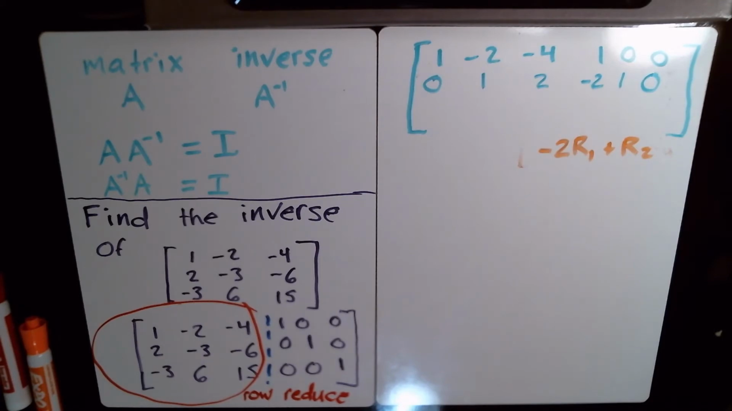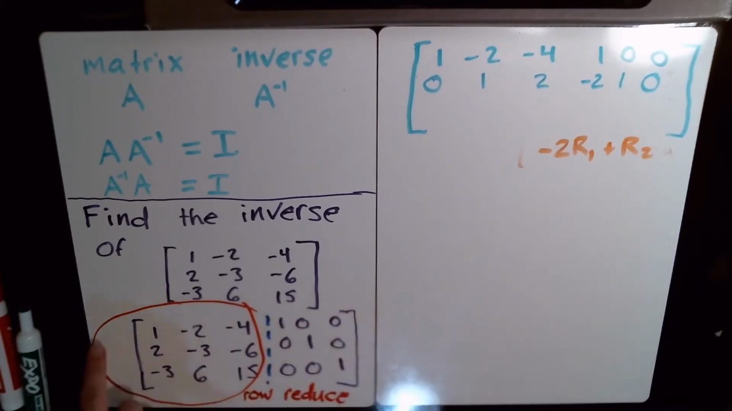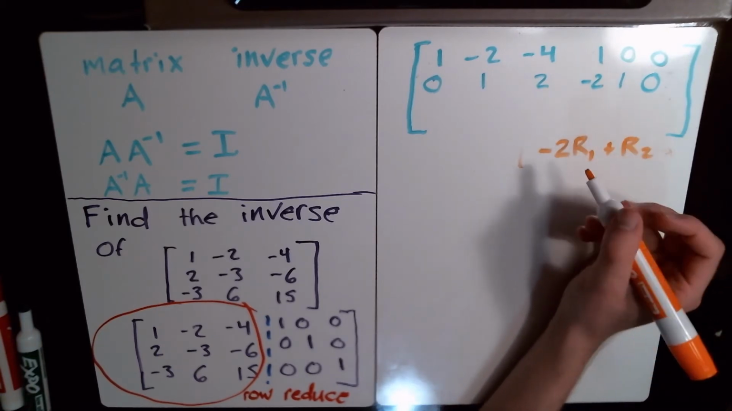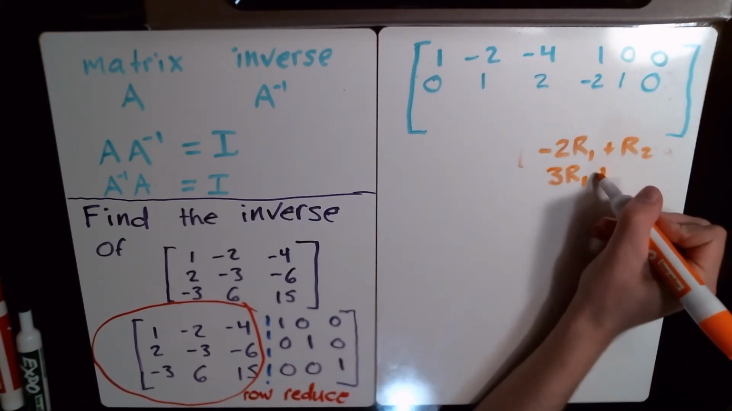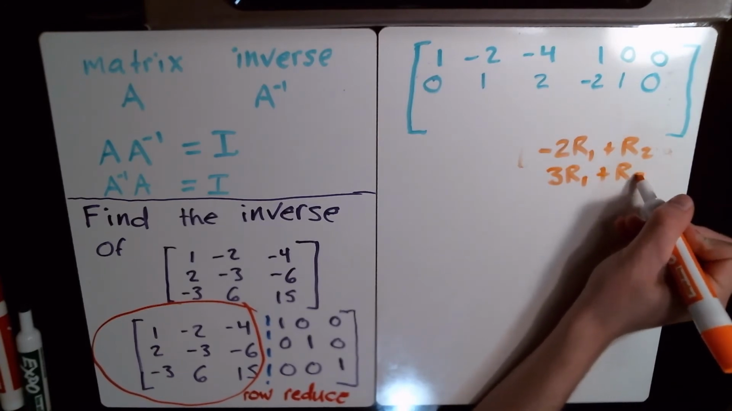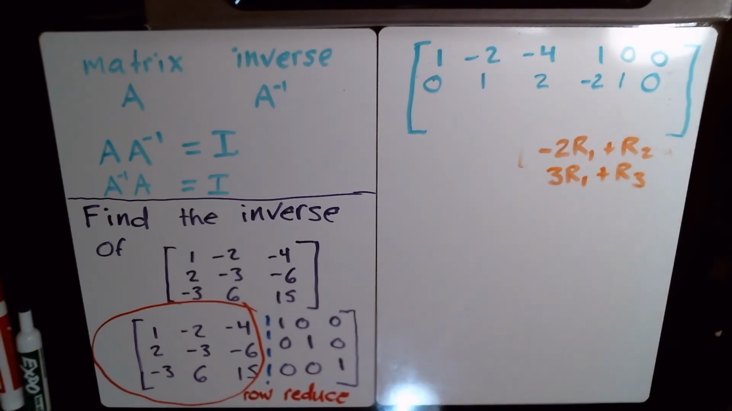Now, what we want to do is we wanted to get a 0 right here too, in this corner. So I'm going to do another row operation. To get rid of this -3 here, I'll do 3 times the first row and then add it down to the last row. So I'm going to do 3 times the first row and then plus the third row.